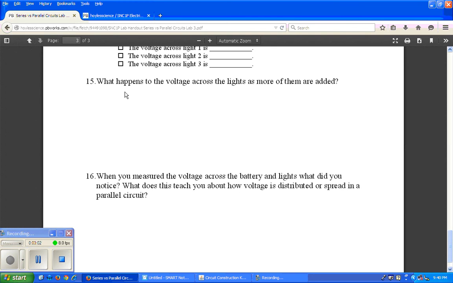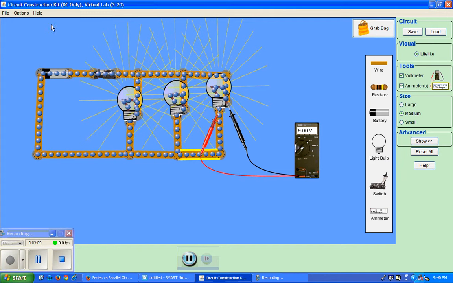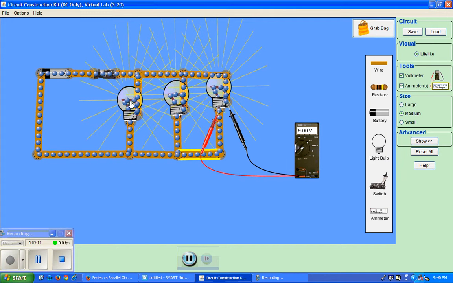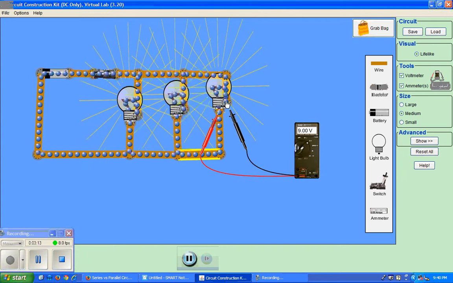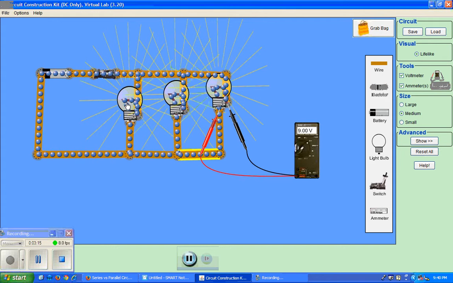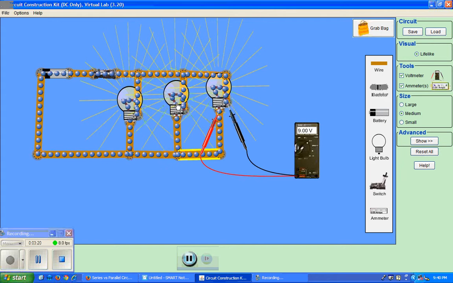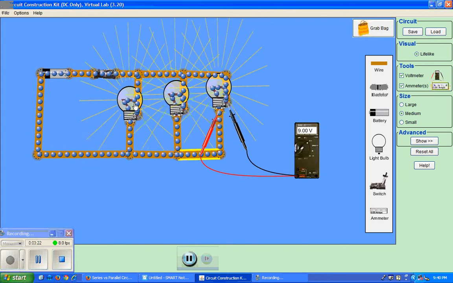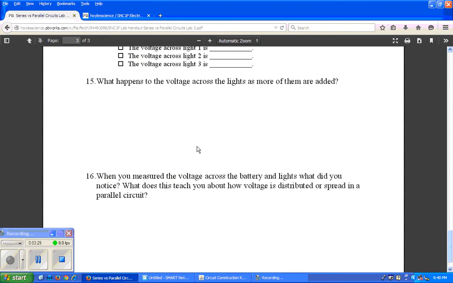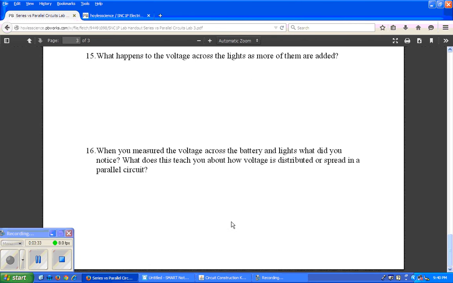Question 15 says, what happens to the voltage across the lights as more of them are added? So you'll notice that the voltage of the battery stayed 9, and every time we added another light bulb, another path, the voltage stayed the same. The first bulb stayed at 9 volts when we added the second pathway, and when we added the third pathway, the voltage in the first and second bulb stayed at 9 as well, and we measured the voltage across the third bulb to be 9 volts. So the voltage doesn't change no matter how many pathways you're adding.